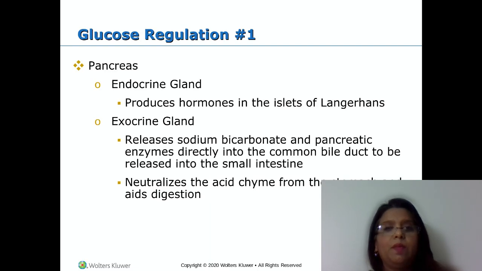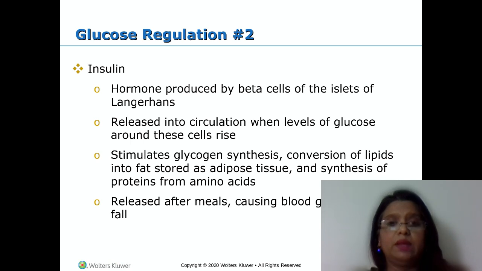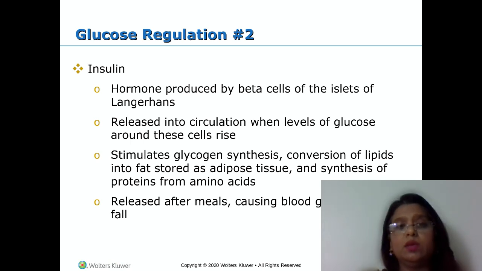Okay. So pancreas, this is like a leaf-like structure that sits right underneath your stomach on the right side of your abdomen. It's like a little leaf, all right? It produces, what does it produce? It produces insulin and glucagon. So it's an endocrine gland. It produces hormones in the islets of Langerhans. Exocrine glands release sodium bicarbonate and pancreatic enzymes into the common bile duct to release into the small intestines. It neutralizes the acid chyme from the stomach and aids digestion. So it has two functions, endocrine and exocrine. But endocrine function is secretion of insulin and glucagon.